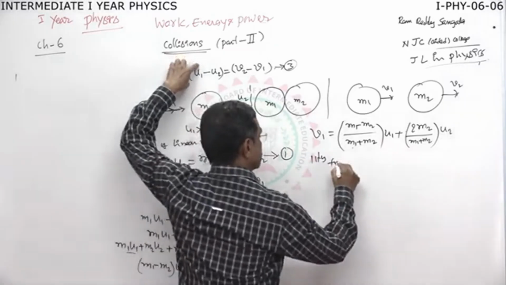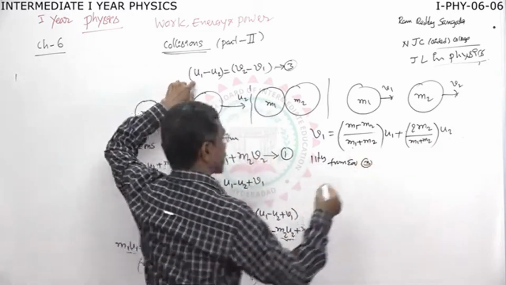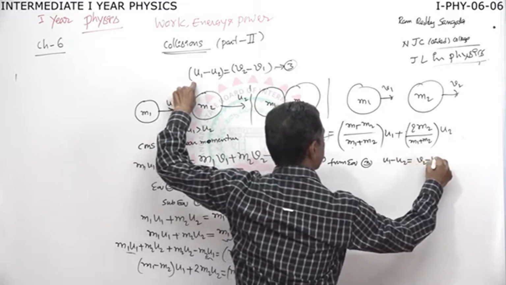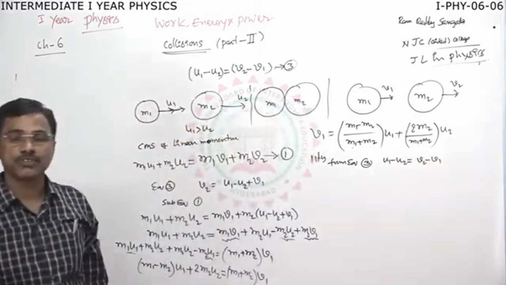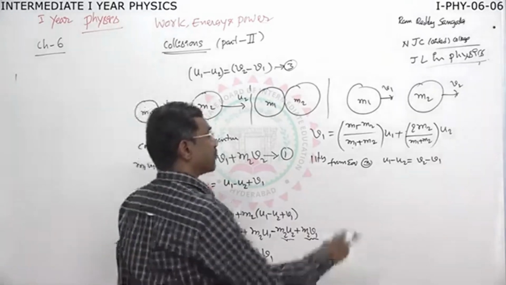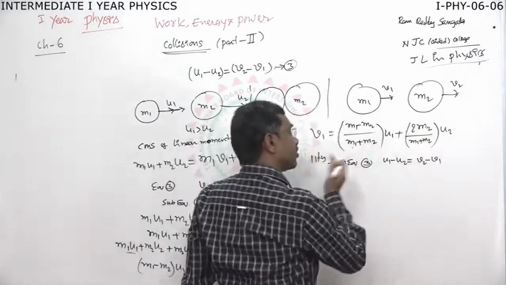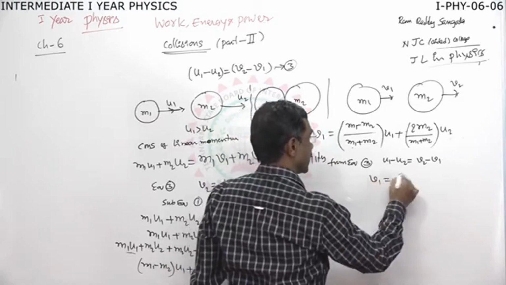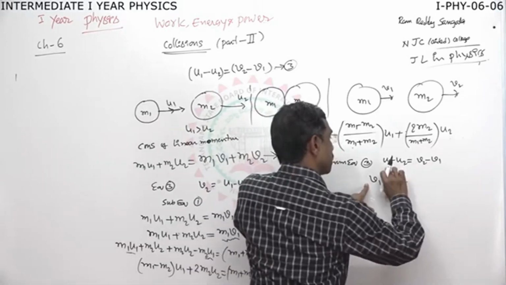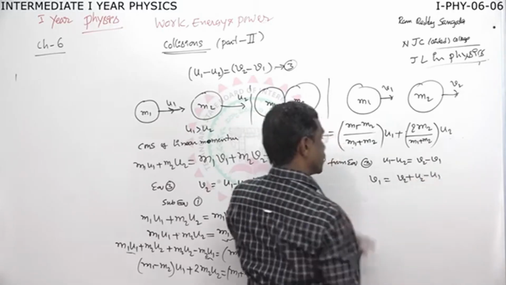From equation 3, if you want, you can write it again, no problem. U1 minus U2 is equal to V2 minus V1. Relative velocity of approach is equal to relative velocity of separation. Now we want an equation for V2, so you have to eliminate V1. So this minus V1, I will bring this side. V1 minus V1 will become plus V1. V2 is already there. Minus this, you bring this side, plus U2 minus U1.